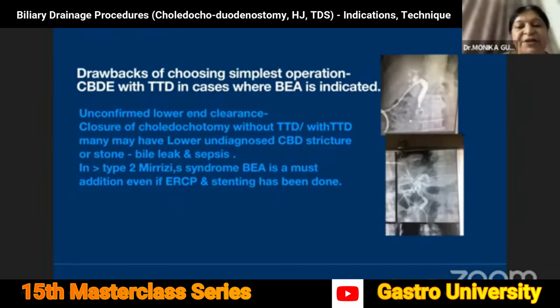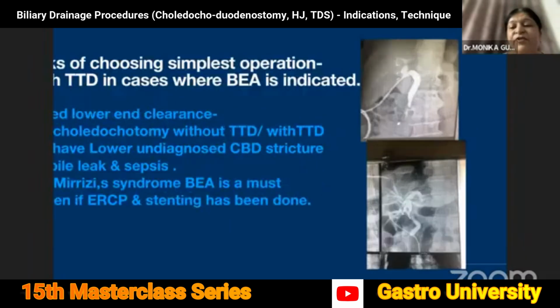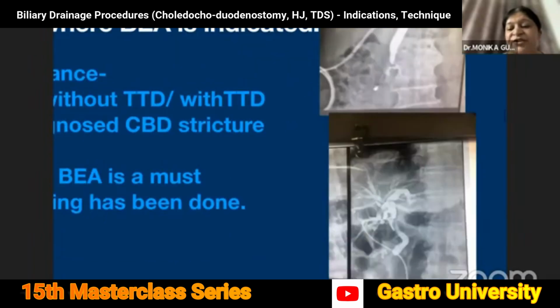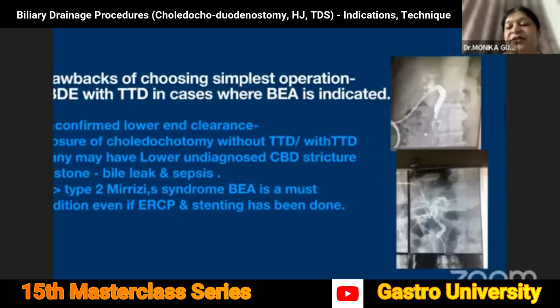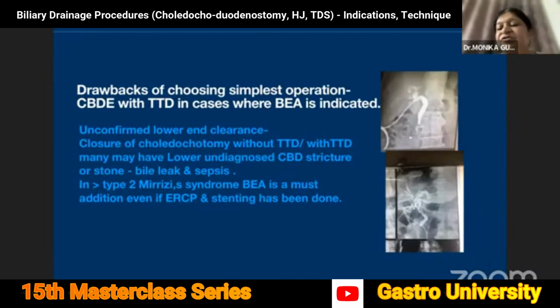The drawback of choosing the simplest operation, like CBD exploration with only T-tube drainage, where bilioenteric bypass is indicated, is that whenever we want to see the lower end of the T-tube, as in the lower picture, the dye contrast is going into the duodenum freely. But in the first picture, the contrast is getting stuck at some stone at the lower end. So post cholecystectomy and CBD exploration, lower end sludge or stone or an impacted stone can be a real problem. Bilioenteric bypass can be done only in really indicated cases where there are too many primary stones or a dilated duct, as we have already mentioned. So unconfirmed lower end clearance can give you problems post-op.